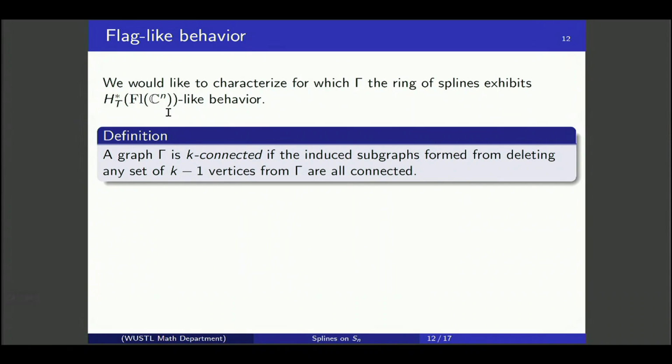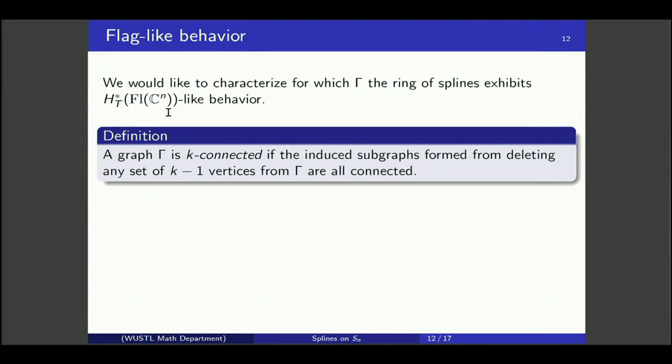So I've given you what I can tell you about the path, or at least trees at the very least. Now we would like to characterize for which gamma the ring of splines exhibits flag-like behavior. And I would say that we're going to need a definition for this.